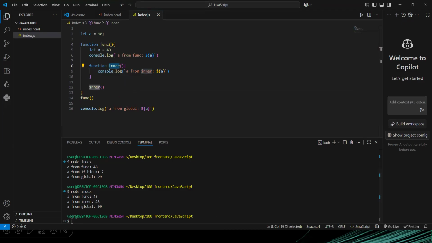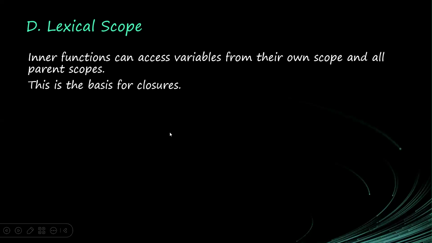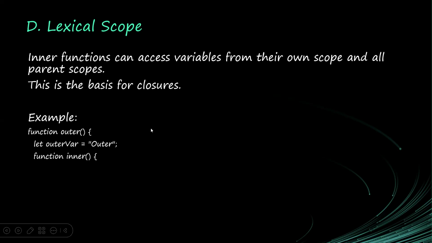Okay. So we call this the lexical scope. When a function is nested inside another function, it will have access to its parent function. And this is the basics for closures. So we'll be explaining closure in a minute, okay? So an outer function can have an inner function, and the inner function can have access to all the variables inside of its parent function.